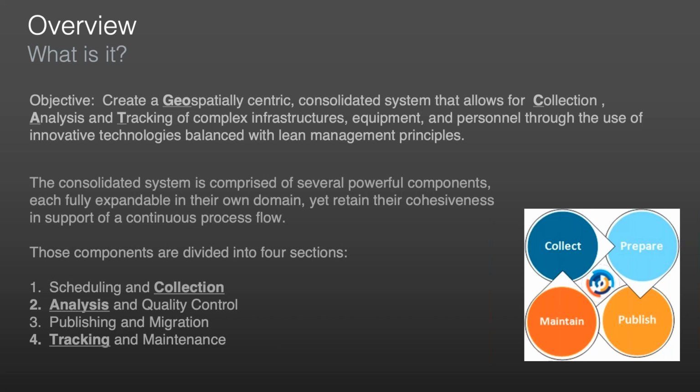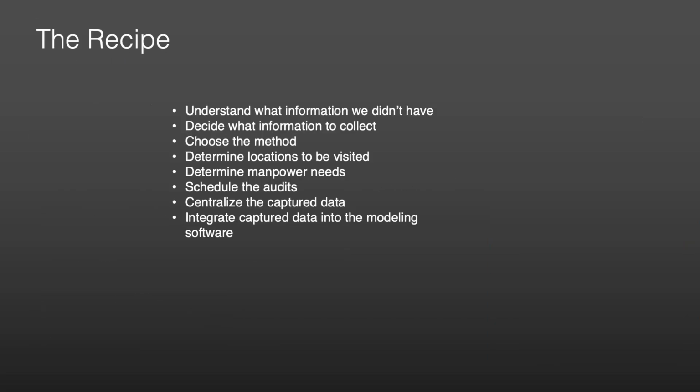The consolidated system has several powerful components to go with it. They're divided into four sections for us: the collection, the analysis, publishing and migrating, and then tracking and maintaining data. GIS was a platform that allowed us to perform many of those things. There just was a little bit of a smart aspect that was missing from this.